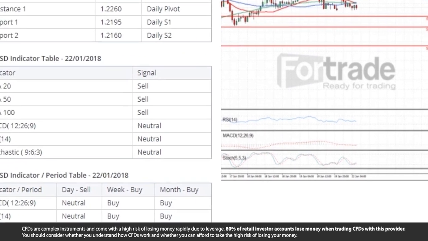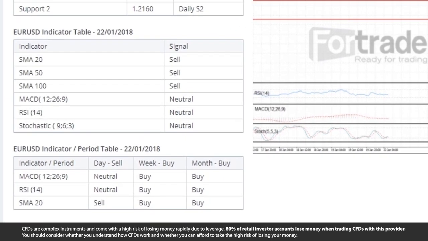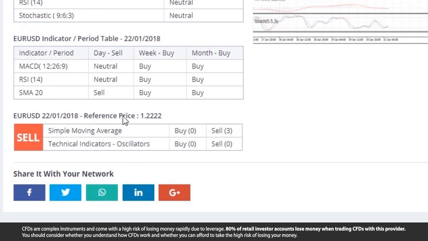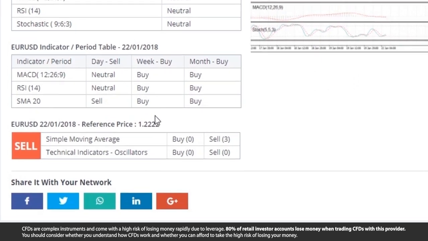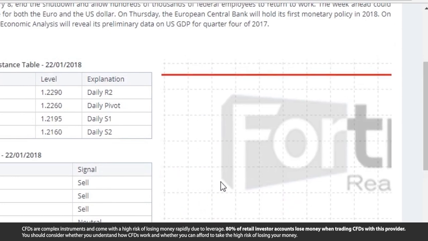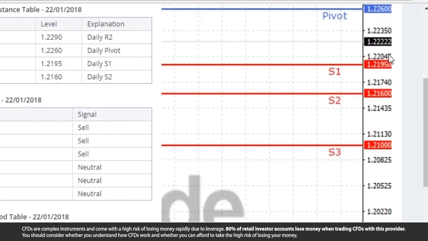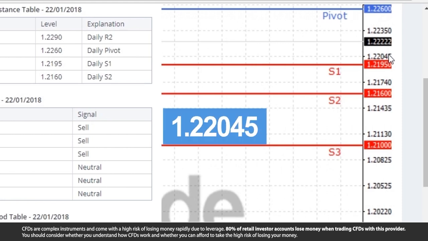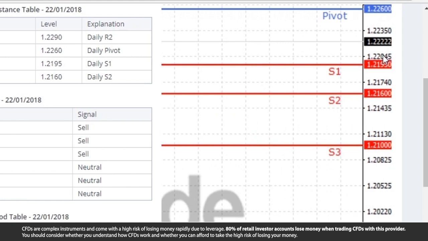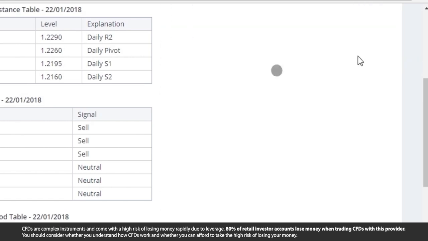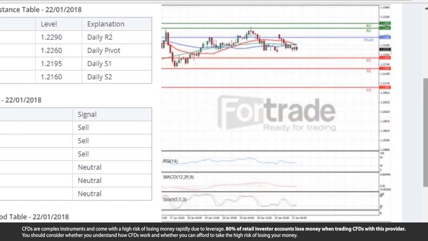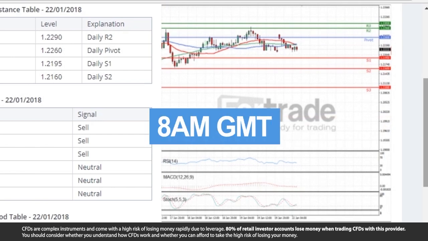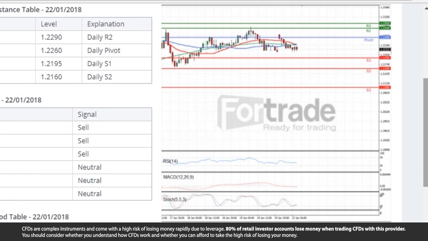In the bottom left corner, the reference price refers to the time the chart was generated. If you move your mouse over the chart, it will zoom in to give you a closer view. So the current value of the currency pair, in this case the Euro-Dollar, is just below 1.20. That's around here. So this is the price when the chart was created. The charts are generated and extracted around 8 a.m. GMT for morning analysis or around 3 p.m.